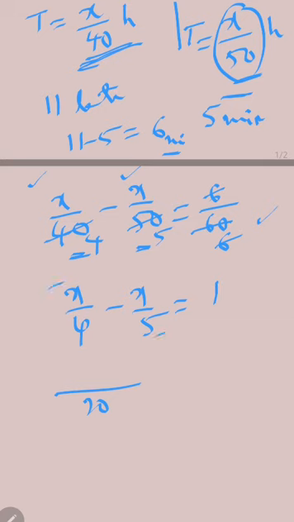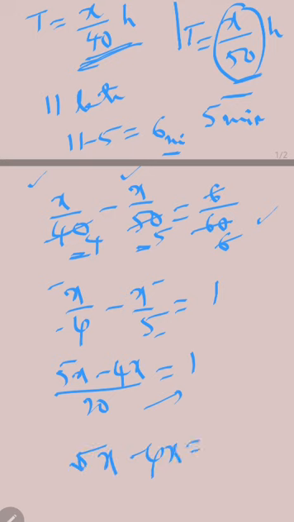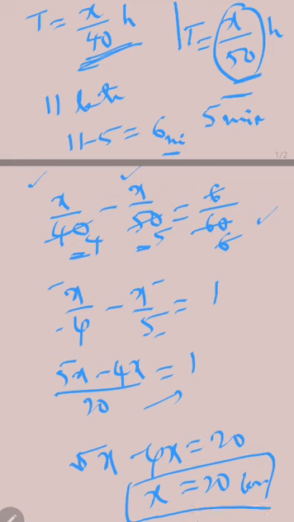So 5 into x, 5x, minus 4 into x, 4x, that equals 1. Now 20 is sent to this side. Then 5x minus 4x equals 20. So 5x minus 4x is x, which equals 20 kilometers. So the train traveled 20 kilometers. I hope you understand well.